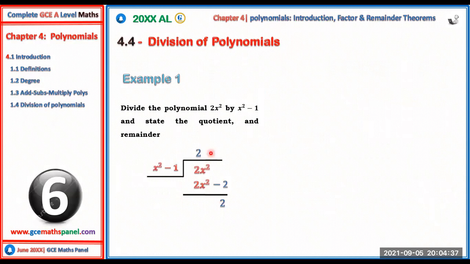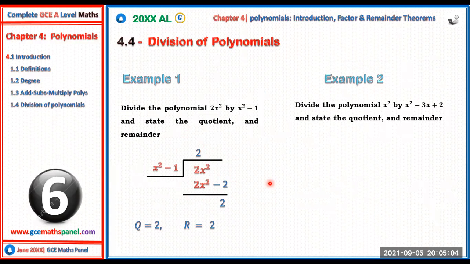We have seen this in the previous lesson on partial fractions, type 4, in which case the degree of the numerator was greater than or equal to that of the denominator. So our dividend here is 2x squared, our divisor is x squared minus 1, our quotient is 2, and our remainder is 2. So Q of x is 2 and R of x is 2. A second example.